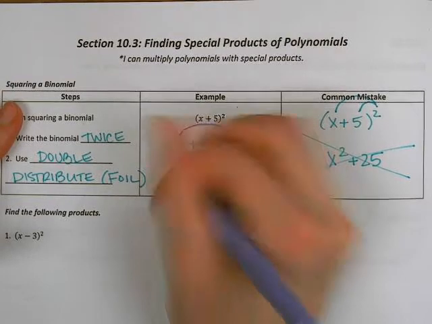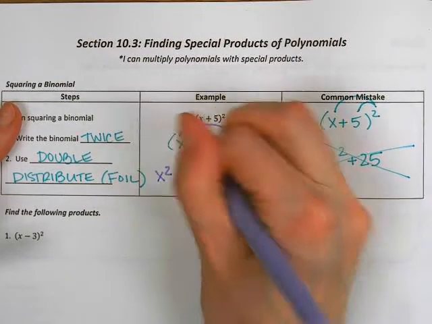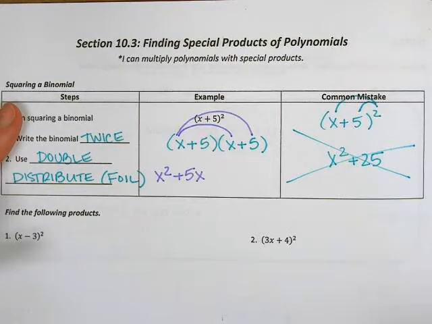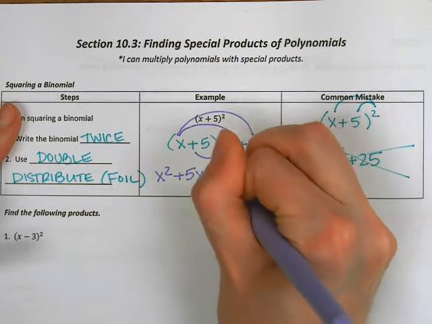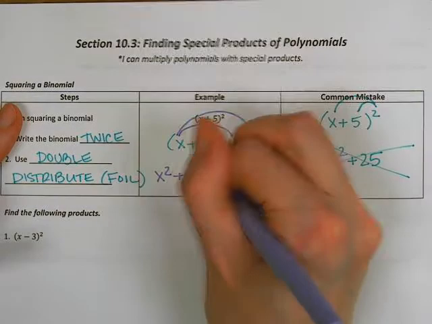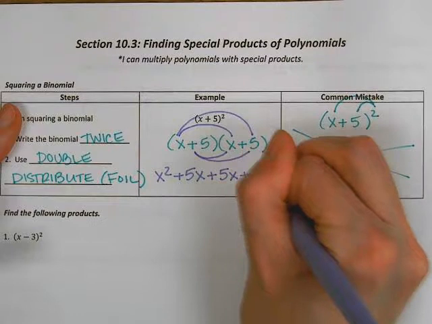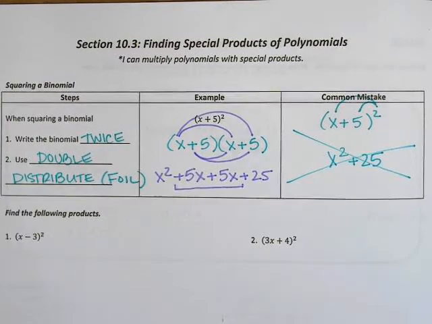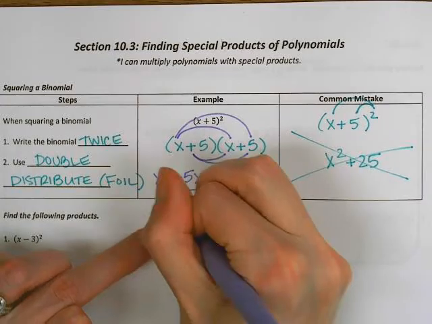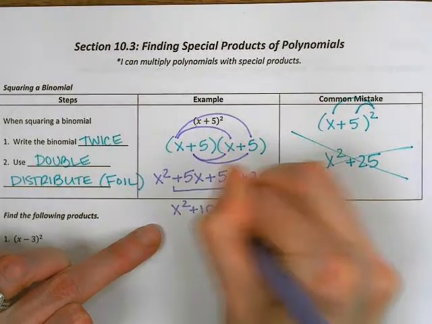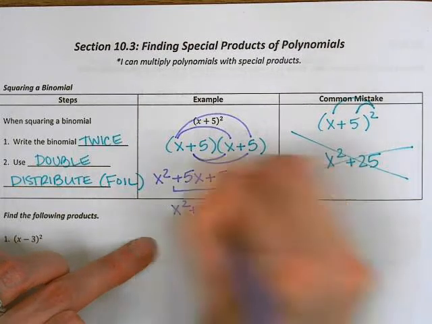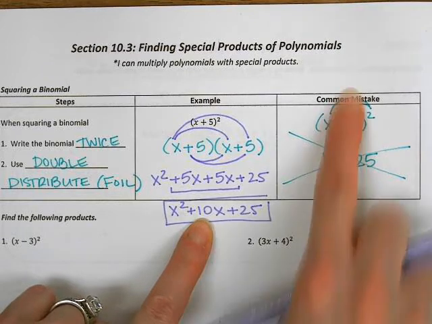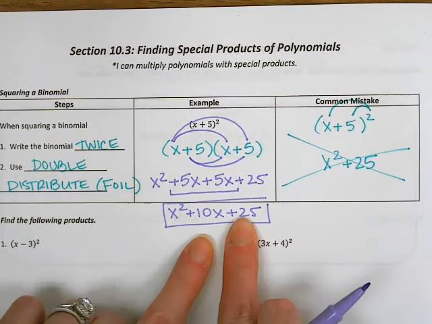X times x is x squared. X times 5 is 5x. Now 5 times x is another 5x. And 5 times 5 is 25. And then if you add like terms, 5x plus 5x is 10x. So we end up with x squared plus 10x plus 25. See how that's different than this one? So that's why this way is wrong. Never do this. You got to write it twice and FOIL it out.